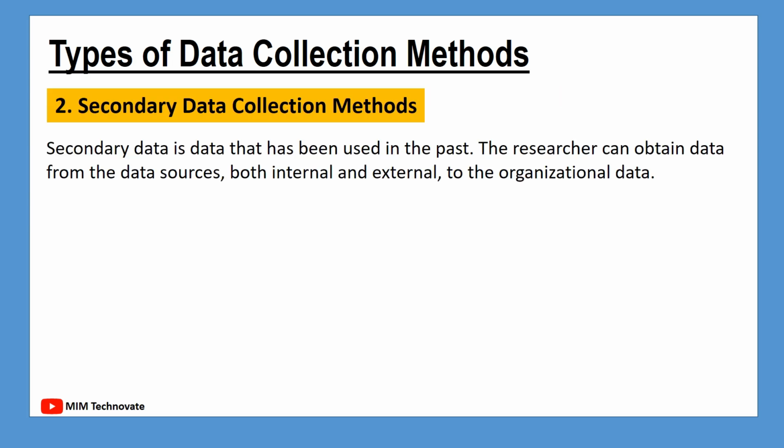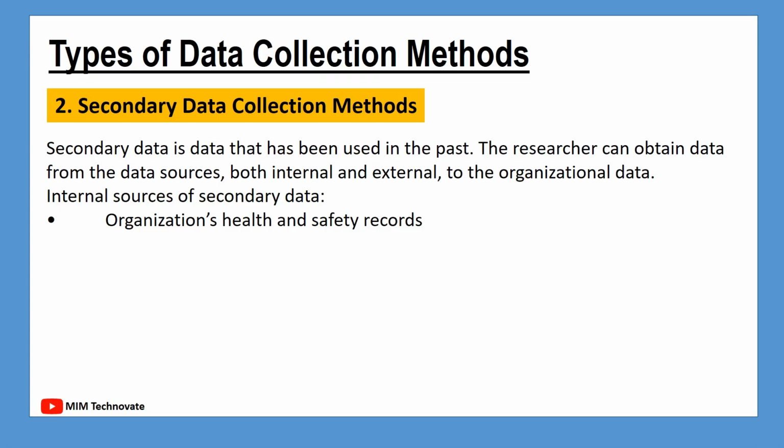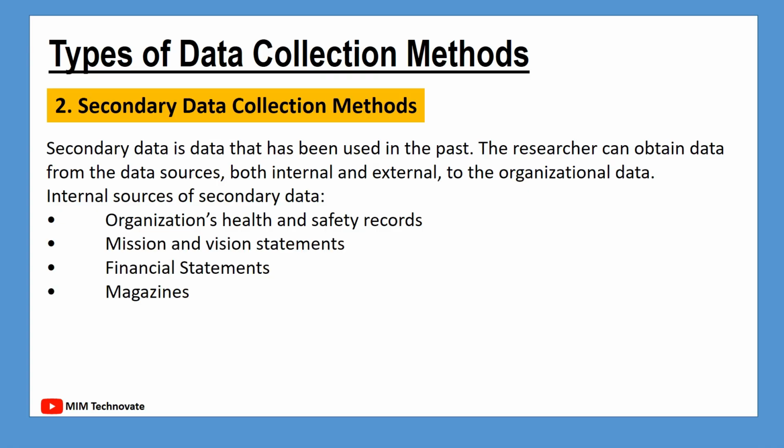2. Secondary data collection methods. Secondary data is data that has been used in the past. The researcher can obtain data from sources both internal and external to the organization. Internal sources of secondary data: organizations' health and safety records, mission and vision statements, financial statements, magazines, sales reports, CRM software, executive summaries.